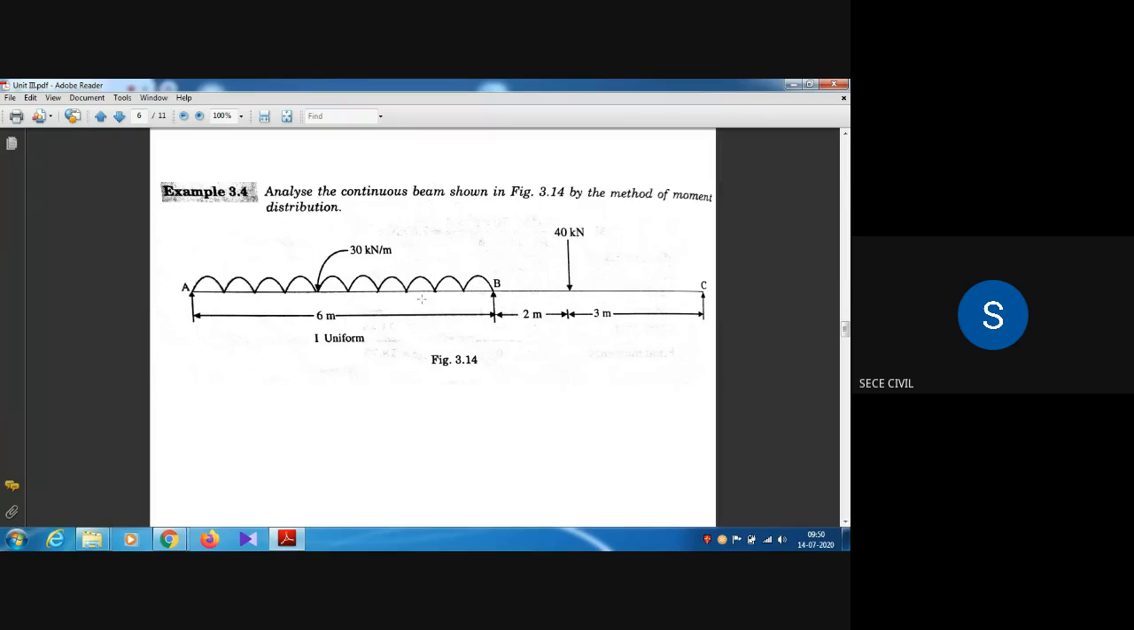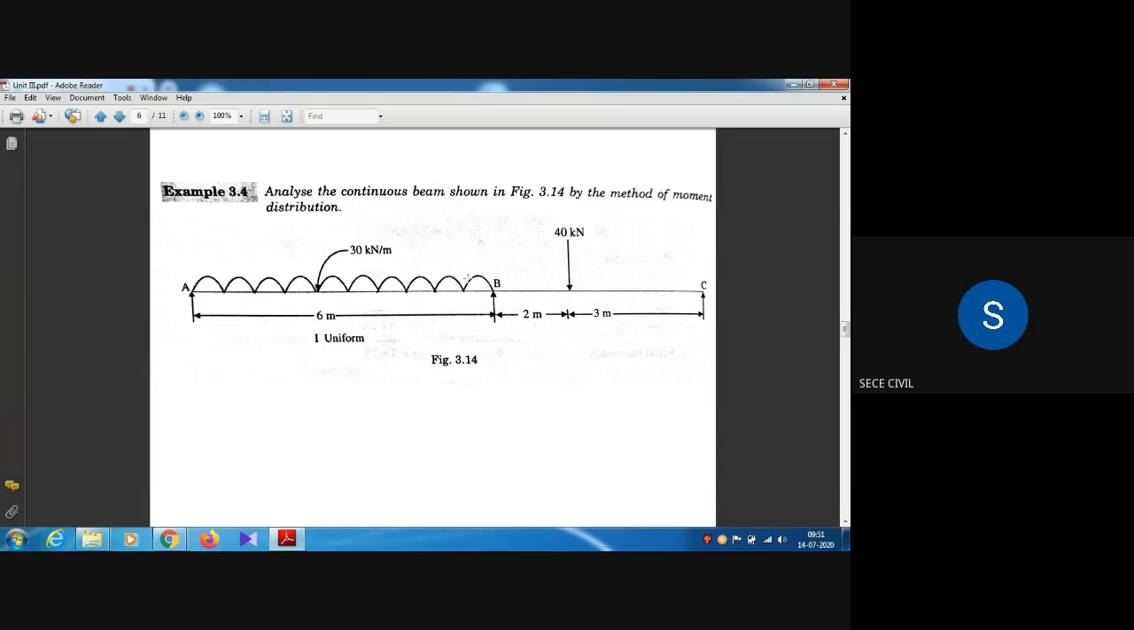Okay, so we are going to solve this problem by using the moment distribution method. Whichever method is comfortable for you, you can adopt that method. But in this subject we are studying moment distribution. In an exam, if they mention to solve the problem by using the moment distribution method, then you have to use moment distribution.